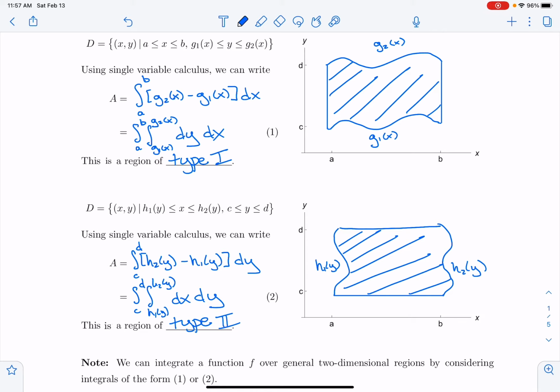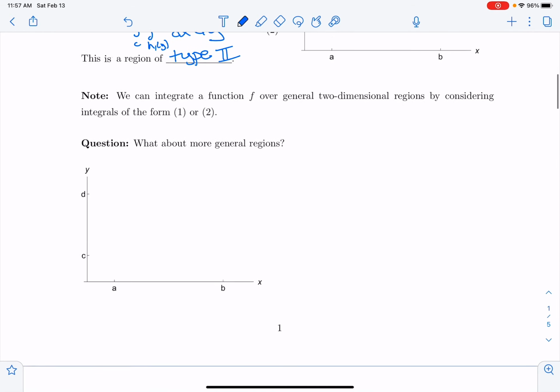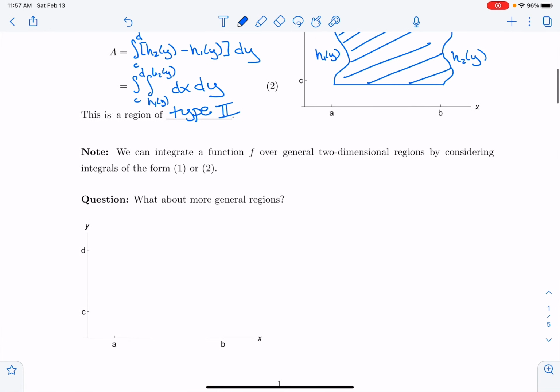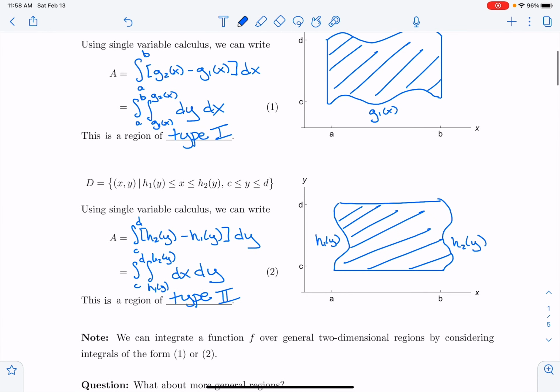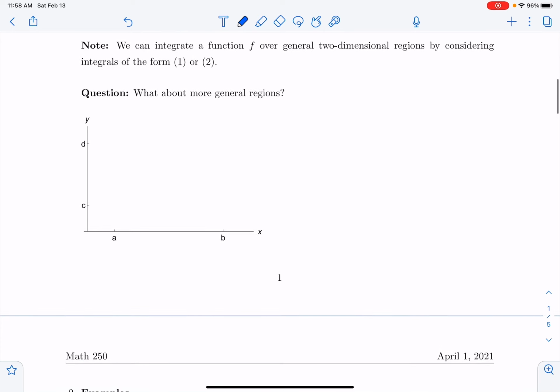Now, of course, not every region of the plane is going to be of type 1 or type 2, but we can integrate a function f over general two-dimensional regions by considering integrals of one of those two forms, either this one or this one. Okay, so what are we going to do with the more general regions?